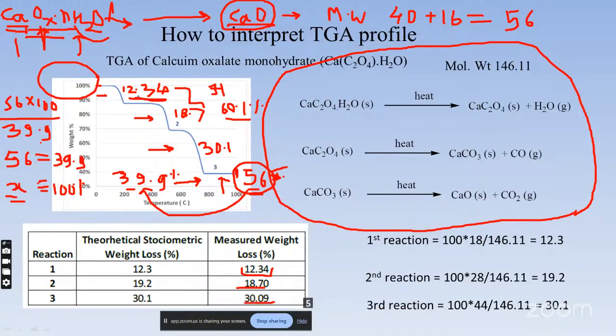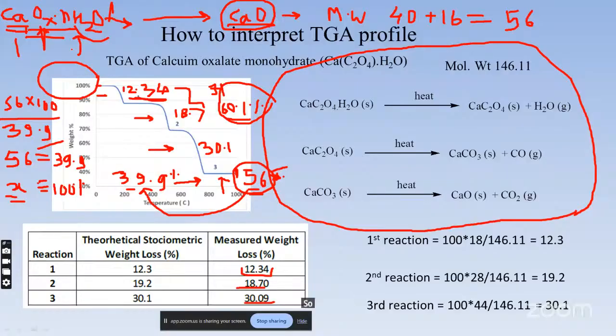56 into 100. So we can do it now. 5600 divided by 39.9, 140.3. So first of all, I have to just tally this. Sorry, we can tally this. So you can just make 12.34 plus 18.7 plus this 30.1. Okay, 61.14 minus 100.